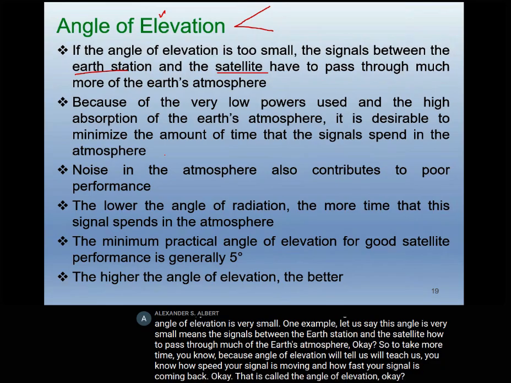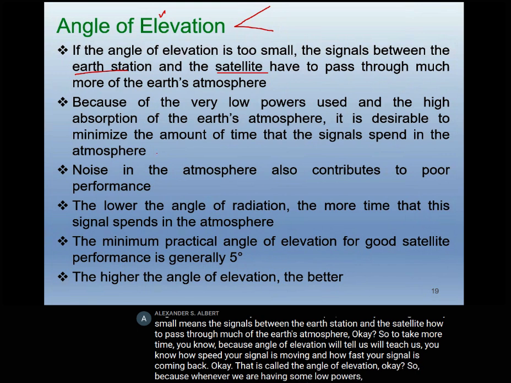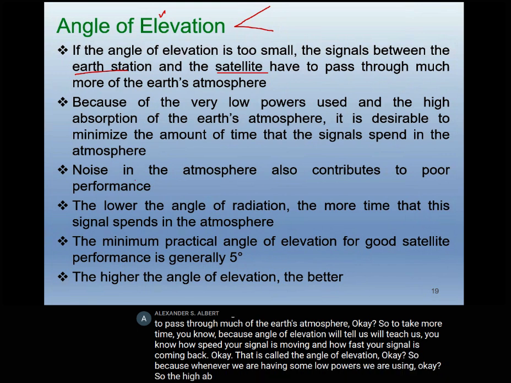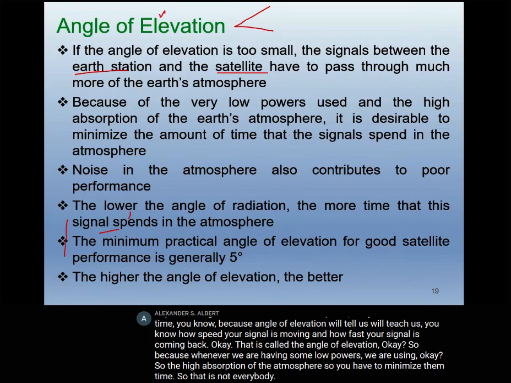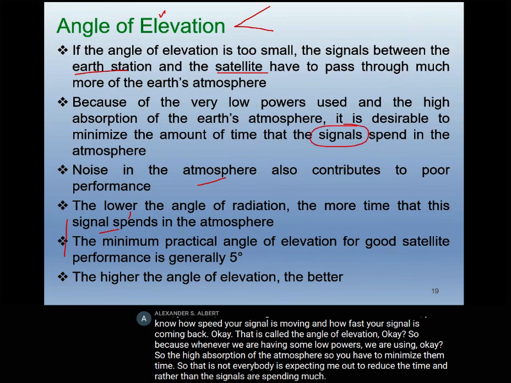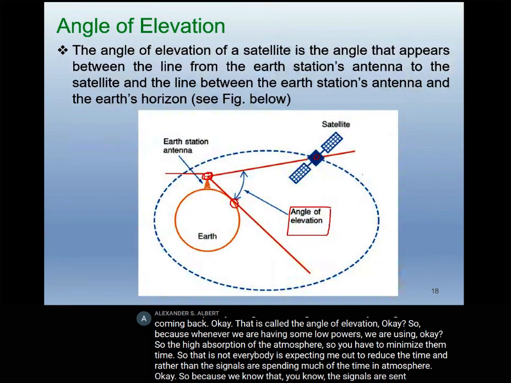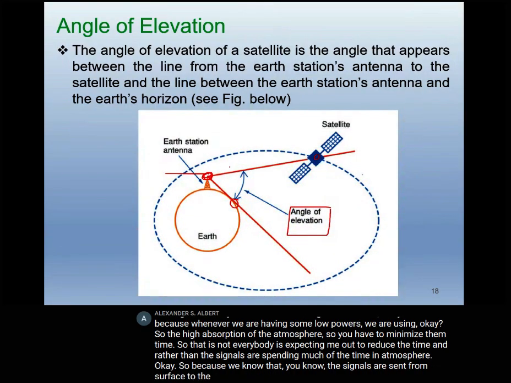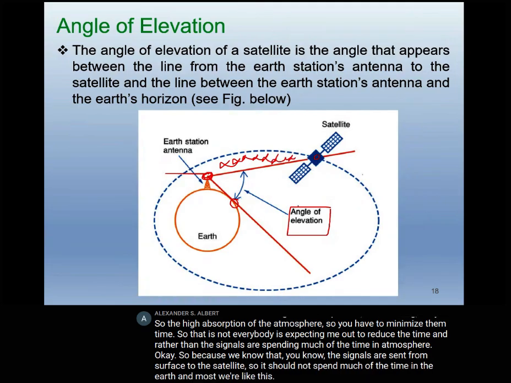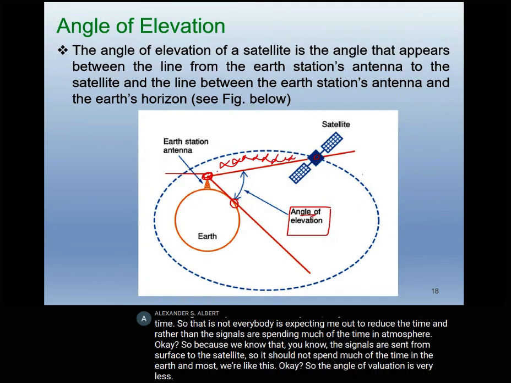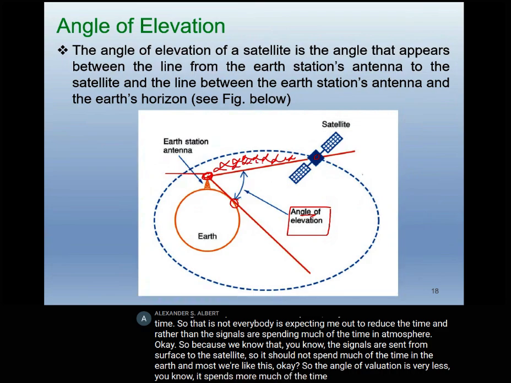Okay, so whenever we are using low power, there is high absorption by the Earth's atmosphere, so we have to minimize the time. That is what everybody is expecting. We have to reduce the time rather than have the signals spending much of the time in the atmosphere. Because we know that signals are sent from the Earth's surface to the satellite, they should not spend much time in the Earth's atmosphere like this. So when the angle of elevation is very small, the signal spends much of the time in the atmosphere in reaching from here to here.